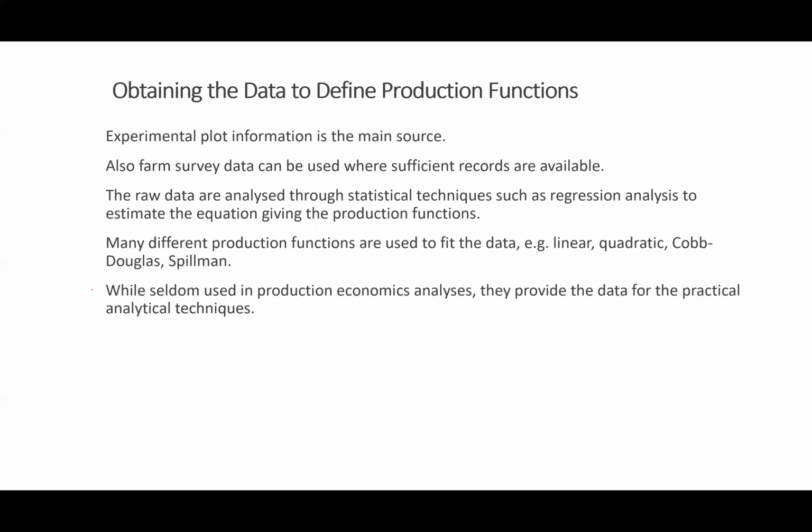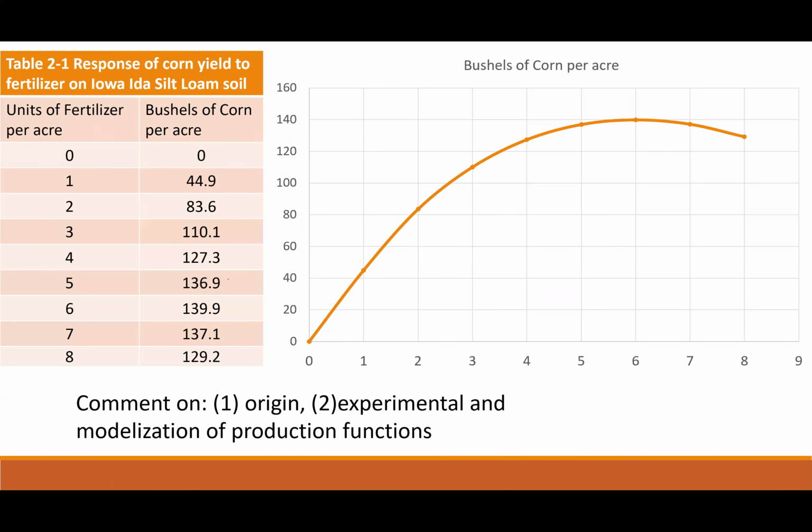So we have different types of production functions, and the most well-known production functions are the Cobb-Douglas and the Spillman production functions. What I did here is I collected the data from the textbook, and I derived the function from that data. So I'm going to show you here how that was done.